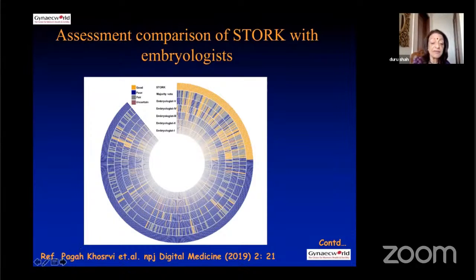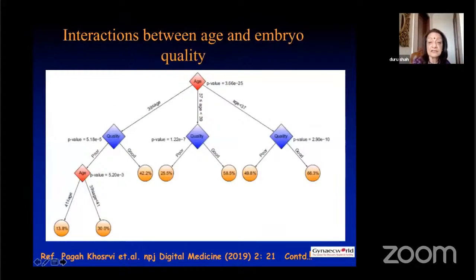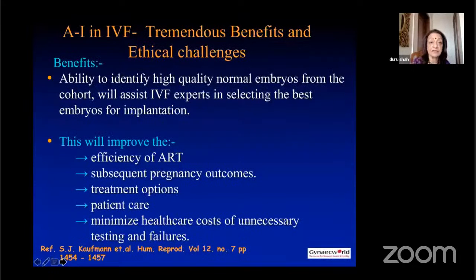So in short, they compared this to the success rates and found that AI gives you more accurate results as compared to just the clinician looking at it. And therefore, with this kind of a diagram, they are able to assess, keeping age and quality in mind, what are the chances of a pregnancy with a particular embryo in patients who are undergoing IVF. So the benefits are tremendous, and it will improve the efficiency of ART, it will improve subsequent pregnancy outcomes, it will improve treatment options, patient care, and it will minimize healthcare cost.